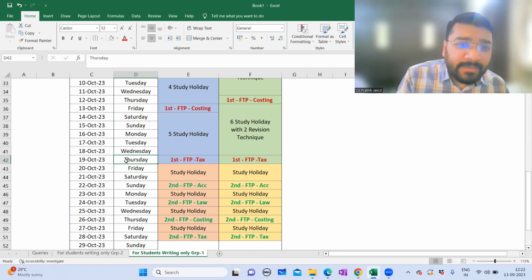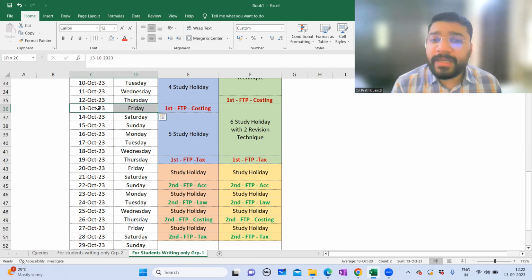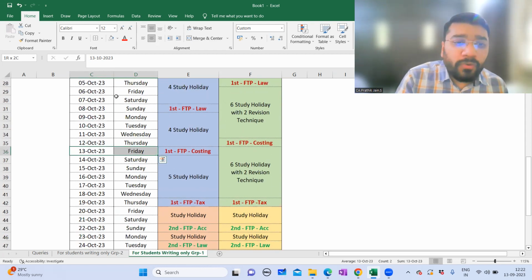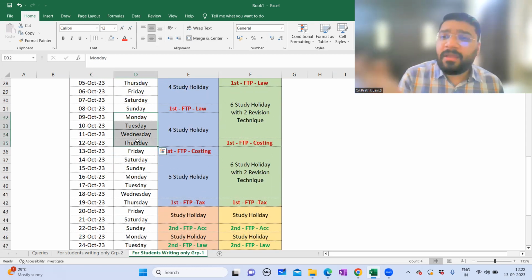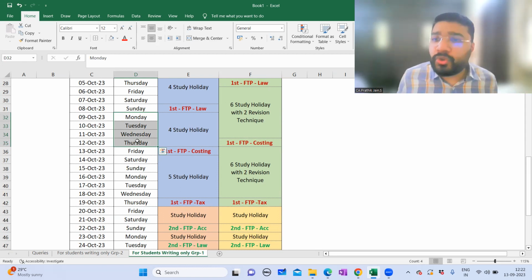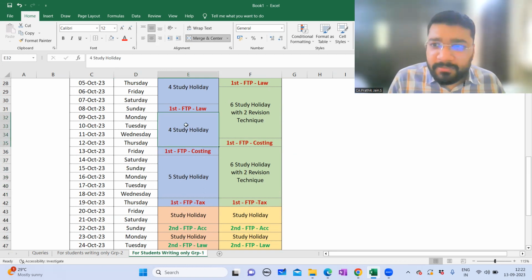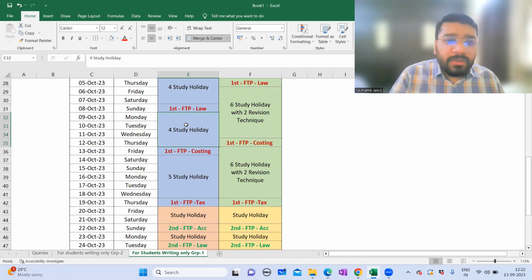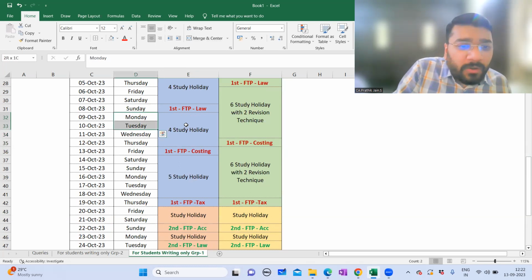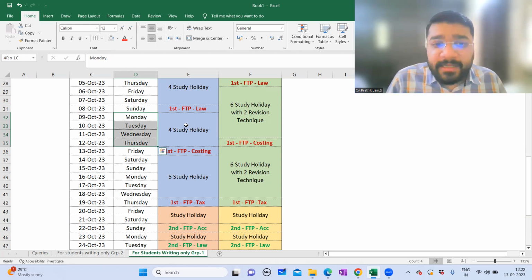If I come in reverse, 13th October, Friday should be your first full portion test on costing. Here I've given 4 days study holiday. So you can do 4 days or 5 days, whatever you're comfortable with. Tax normally has a huge volume to cover, so that's why I've given a 5-day holiday here. Otherwise, 4 days is also sufficient. For costing, 4 days I think looks decent and minimum. So 9th October Monday, 10th October Tuesday, 11th October Wednesday, and 12th October Thursday: I've allocated 4 study holidays for your preparation for the costing subject.